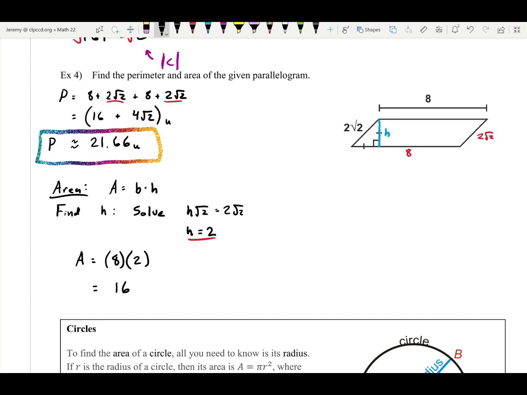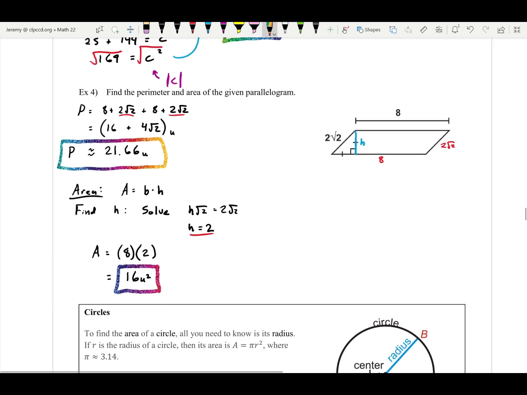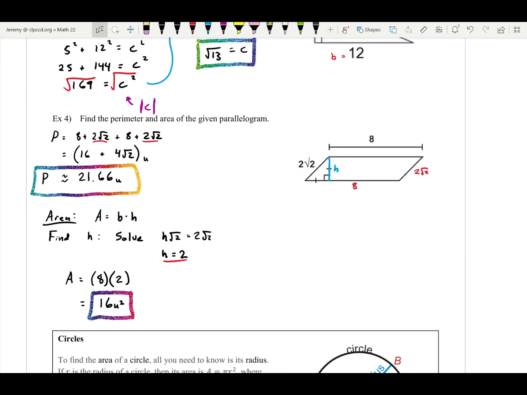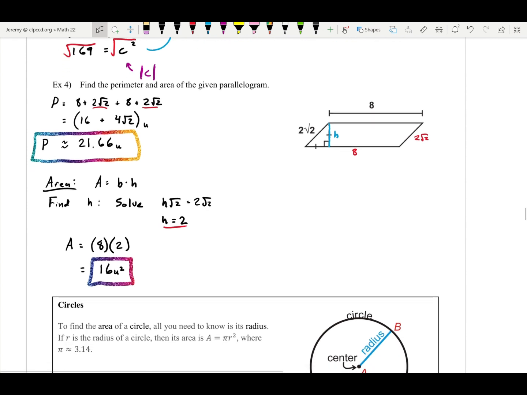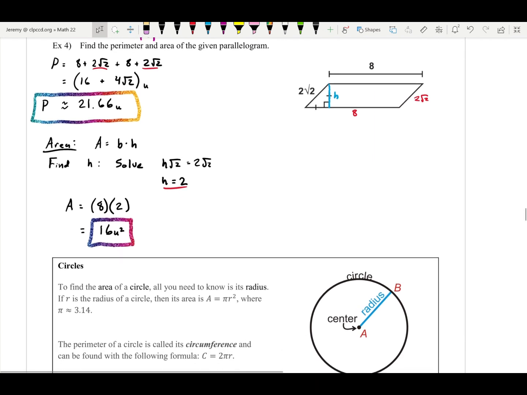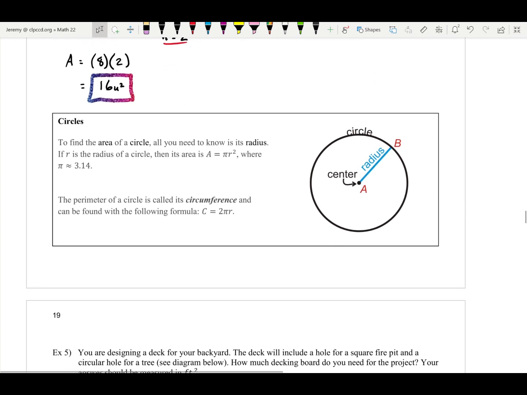Again, we're not told if this is inches or centimeters or millimeters or miles. So I'm just going to put units squared like that, just a little u squared, just to communicate to whoever is reading my work that I know what's going on here. I'm with the program. I know it's an area. So my units will be squared, whatever they are. So there it is. We have our perimeter and our area. Let's move on to circles.